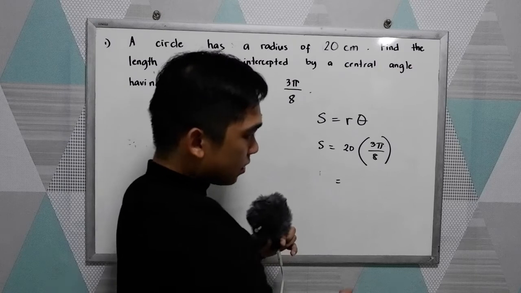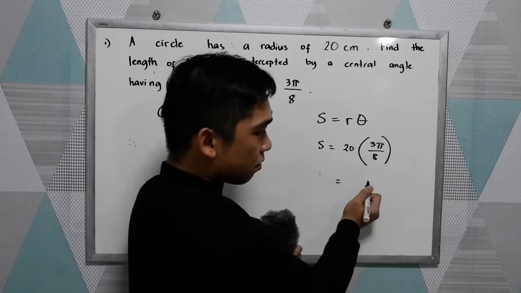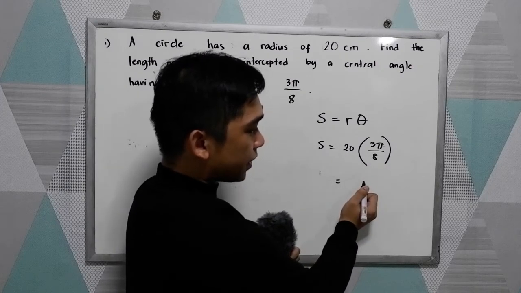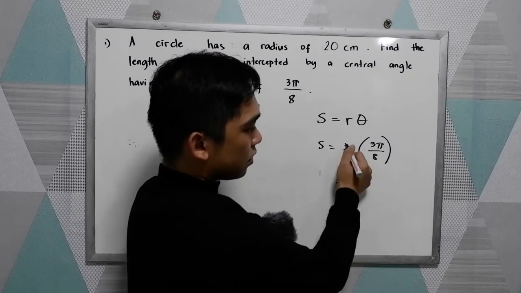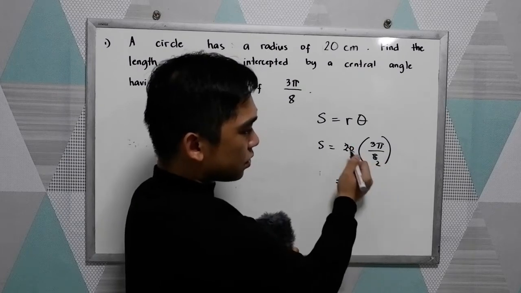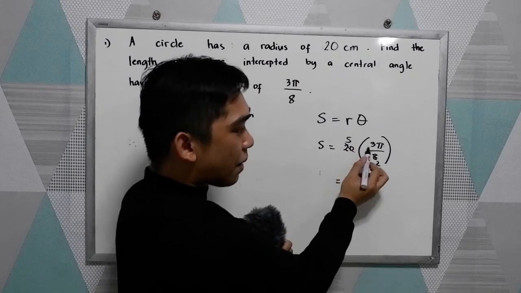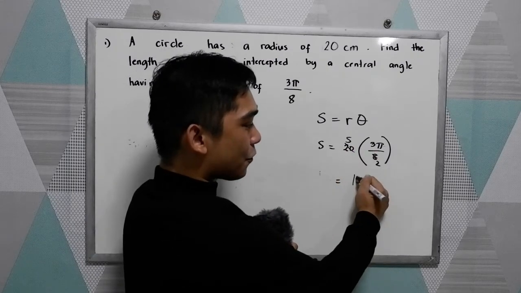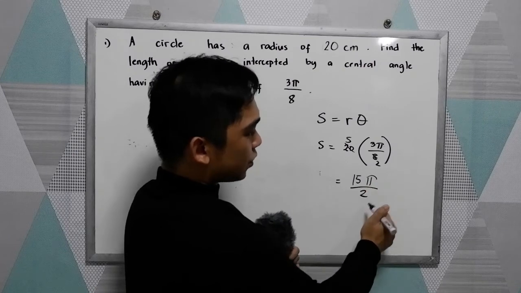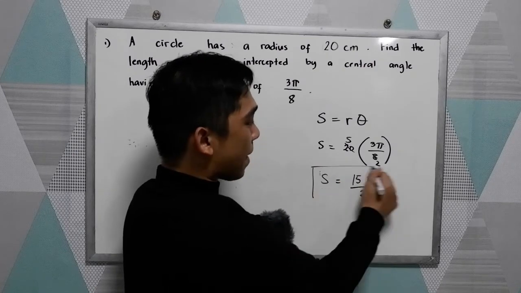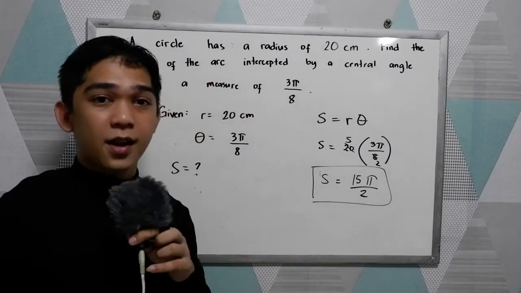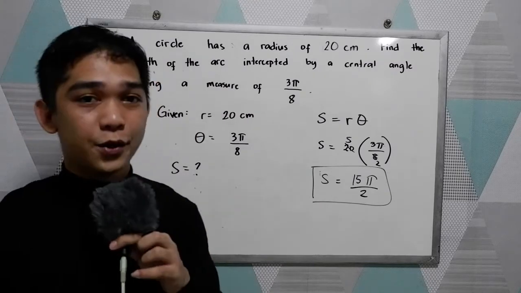Cancellation method. So 20 and 8 are divisible by 4. So 4 into 8 is 2, and 4 into 20 is 5. So we have 5 times 3, we have 15 pi over 2. This will be the measure of our arc length: 15 pi over 2.